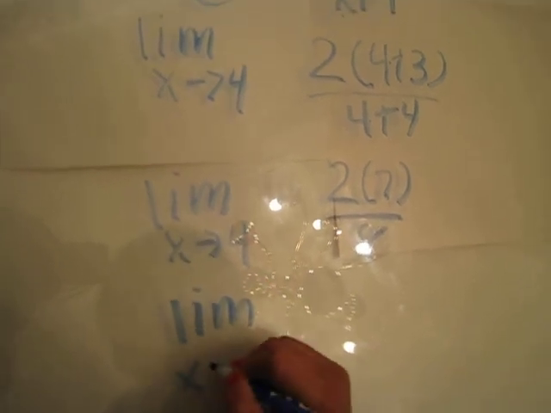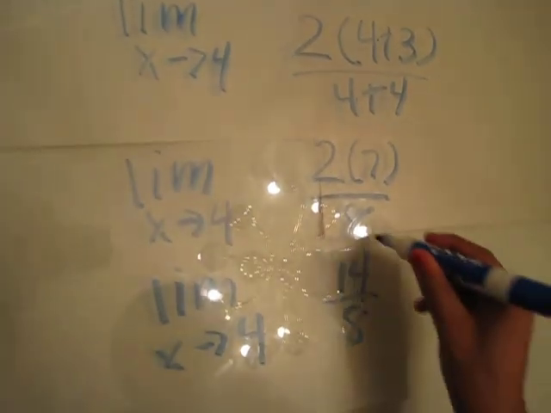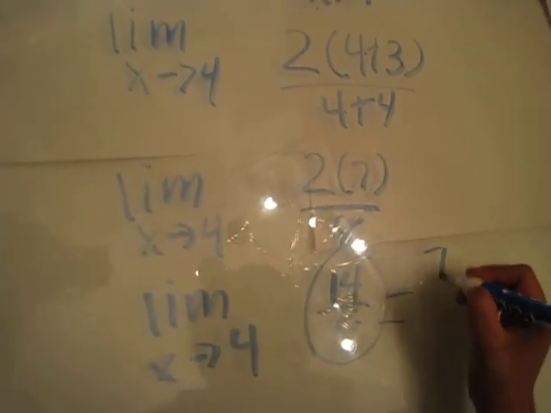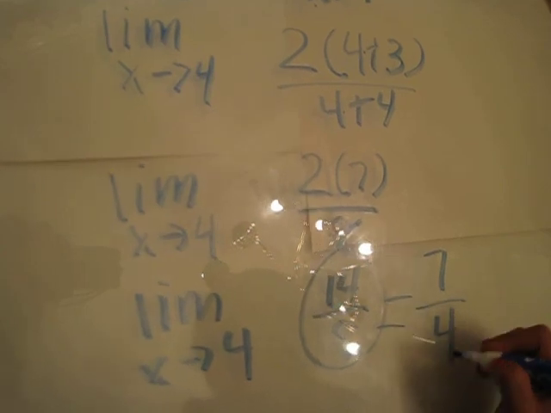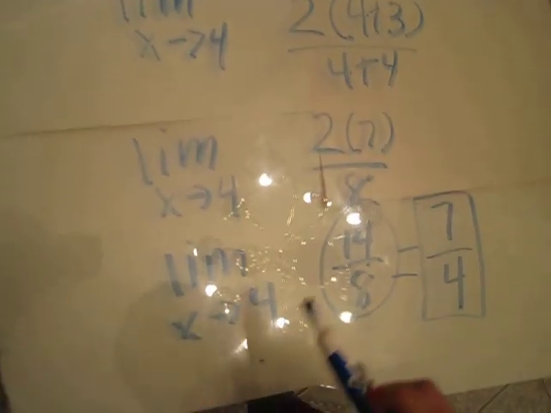And you get the limit as x approaches 4 of 2 times 7 over 8, which becomes 14/8. That's your final answer, but it can be reduced, so you would simplify it to 7/4 to give you your final product. The limit as x approaches 4 is 7/4.